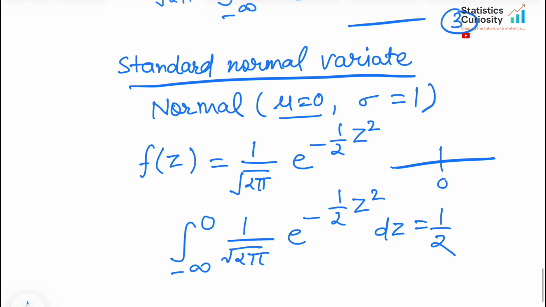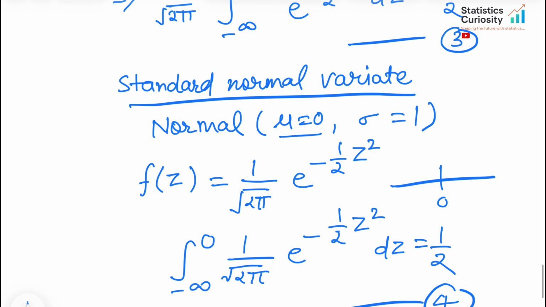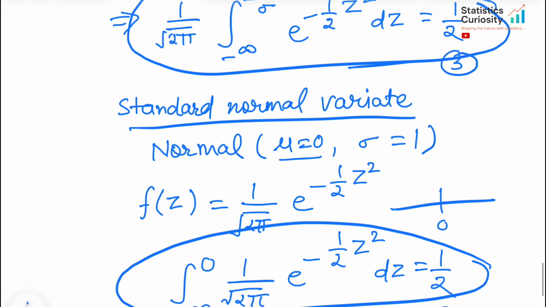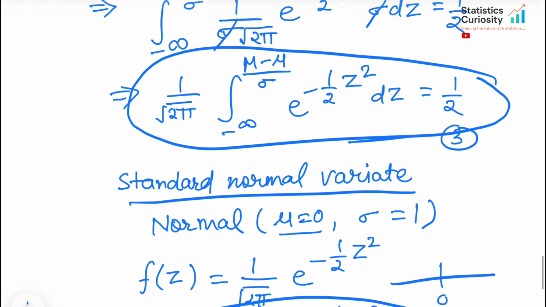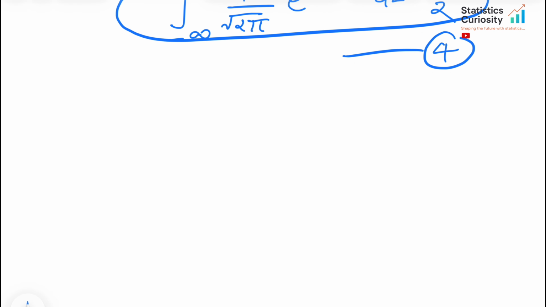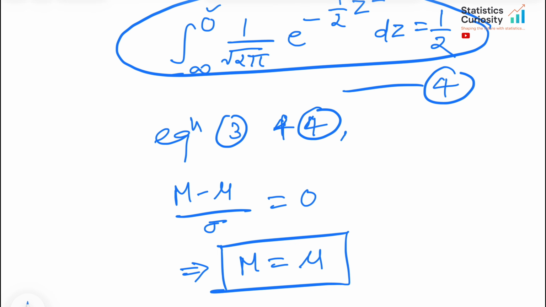Okay, so if we compare this new equation, equation 4, with equation 3, you can see everything is similar. Only the upper limit of 0 is replaced by m minus mu upon sigma. So on comparing equations 3 and 4, you will get m minus mu upon sigma as 0. So m equals sigma into 0, which gives 0. This gives you m equals mu. So this proves the median of the normal distribution is mu.